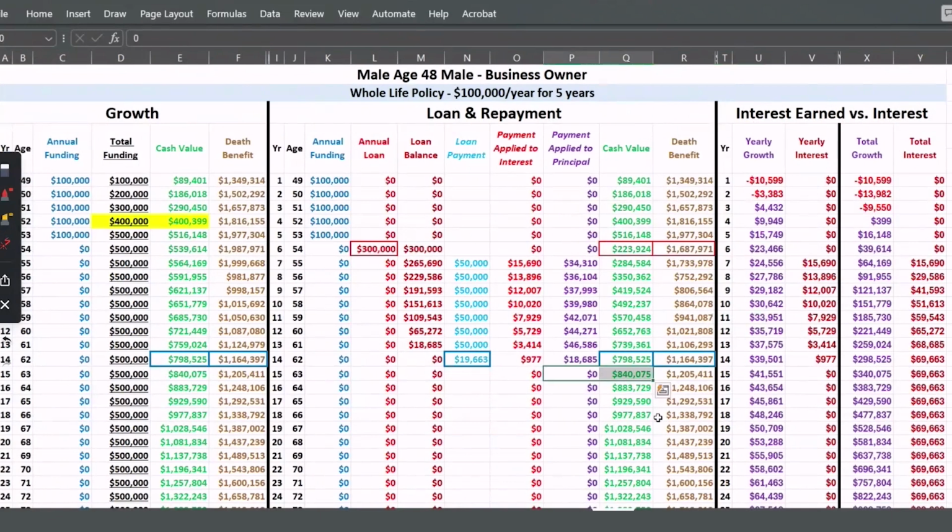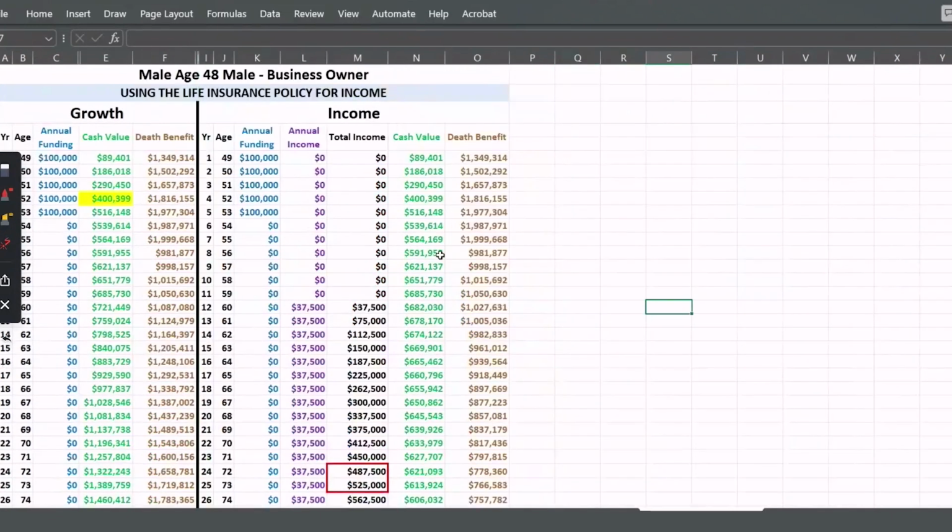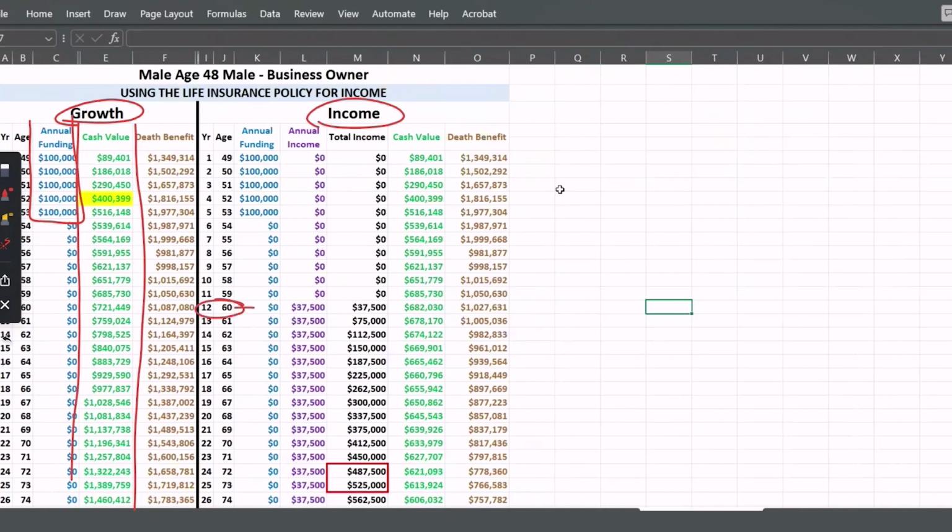So that's using the policy. Now let's look at some income here. I'll go through this pretty quickly. This is the same policy. Here's the growth. You can see what it looks like if he never touches it. And then on the right, you've got income. He's going to start to take income at 60 years old. This policy, he paid in 500 grand total, generates $37,500 per year. So what we'll look at is annual income and also the total income.